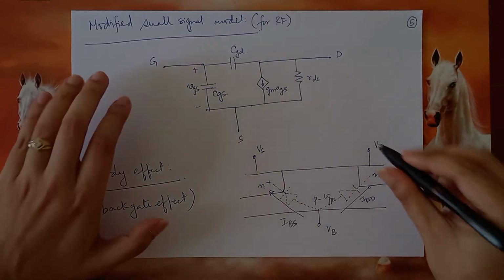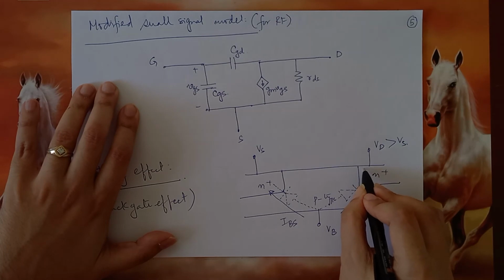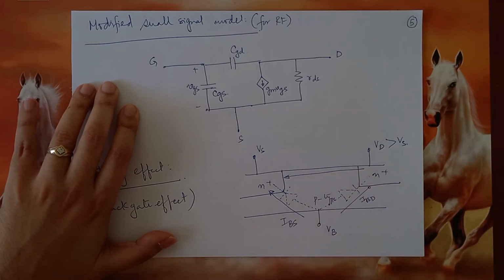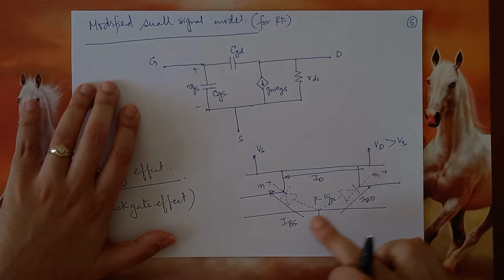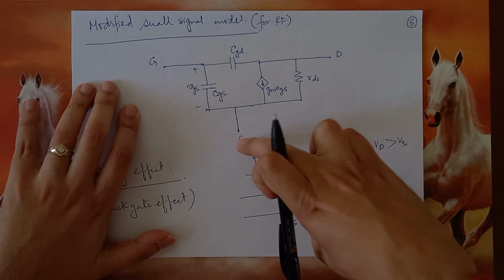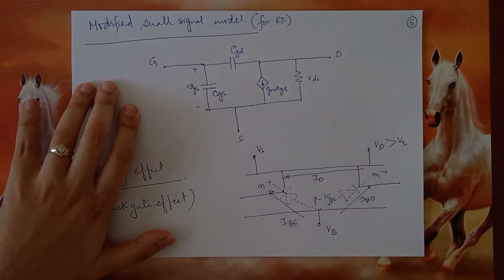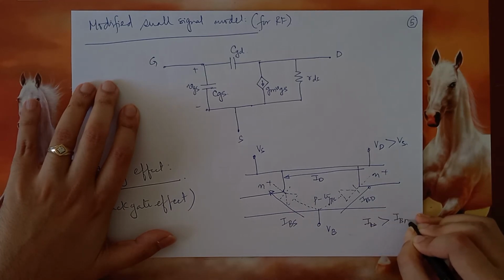effect. Now suppose VD is more than VS, then what will happen? In saturation or in any on condition, the drain current will flow from here to here. So if VD is more than VS, which of these two currents will be higher? Obviously IBS will be higher, because VBS is higher and VBD is lower. So therefore IBS will be higher than IBD.